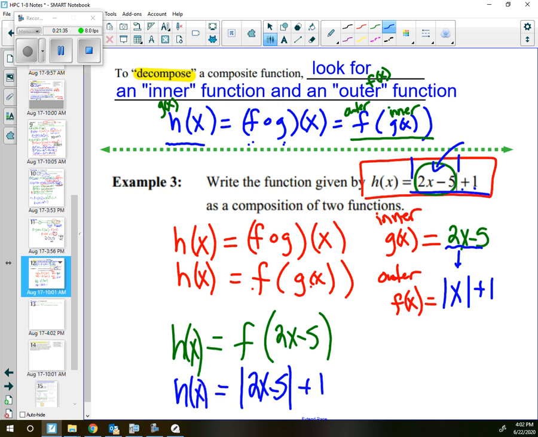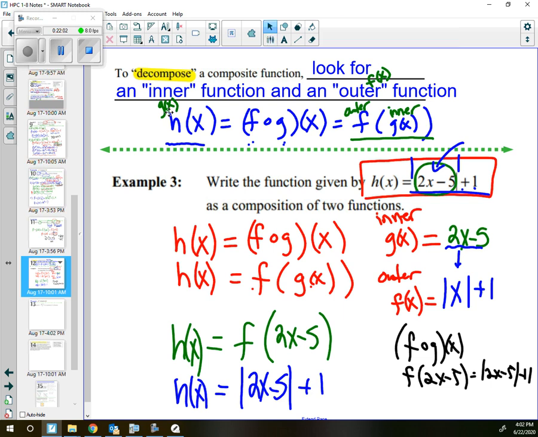So if my inner function, g of x, is the linear part, the 2x minus 5, and the outer function is the absolute value of x plus 1, it actually makes this function h. Now, the cool thing about this is once you guess what your two functions are, just try f composed with g and see if it works. Do what we just did: plug in the 2x minus 5 and see if that makes sense. And you're like, oh, yep, that looks like it's working. You can check your answer.